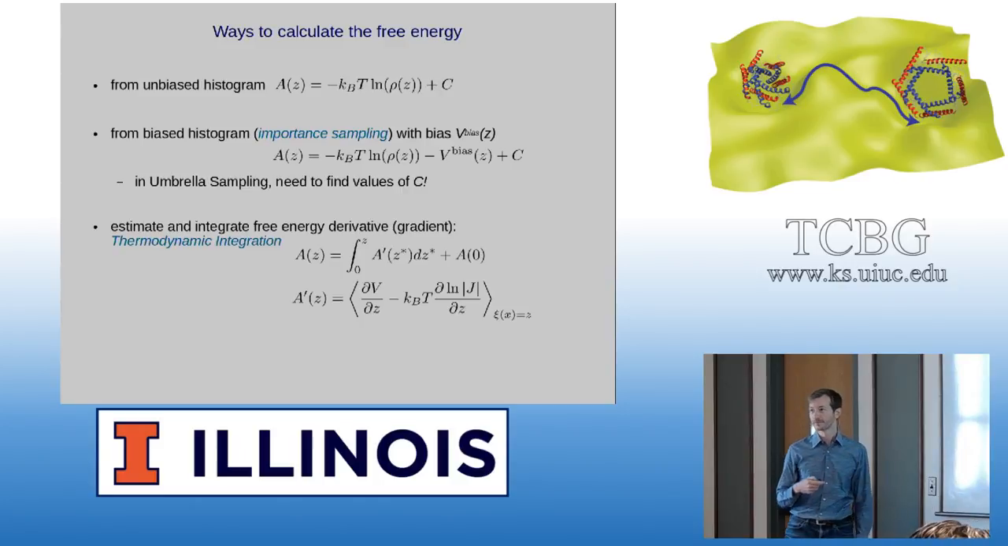But then, if you want to sample those low probability regions, then you need to do some form of importance sampling. Importance sampling really means put a weight on the regions that are undersampled to sample them better, and then you correct that. So you add this biasing potential that is going to make it easier to sample those regions, and then you get this biased free energy here, you can subtract the bias that you've added, and there's still a constant here.